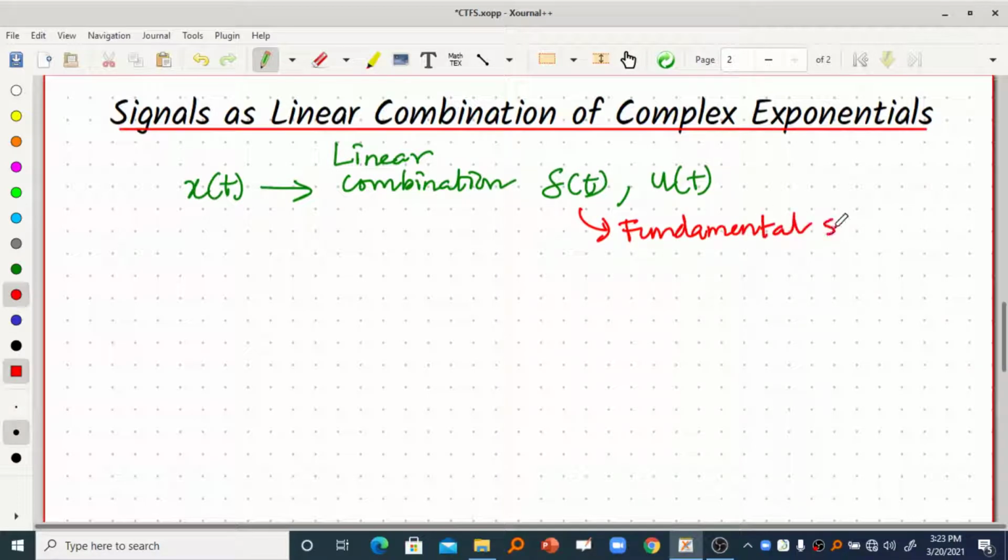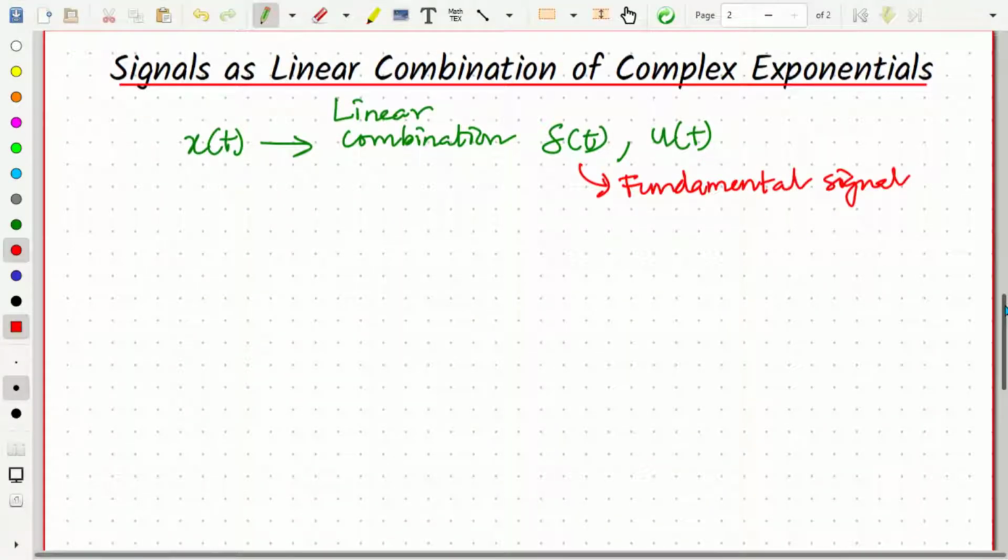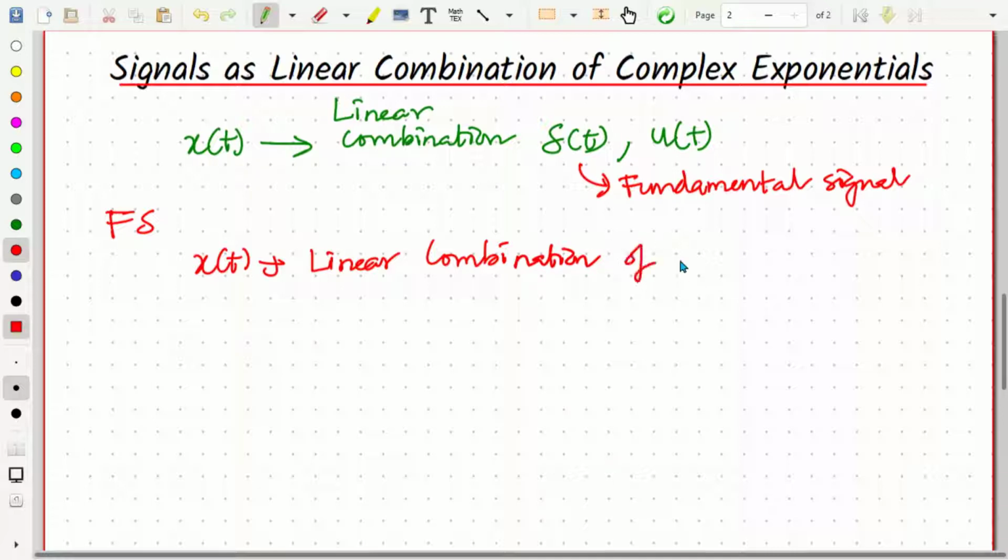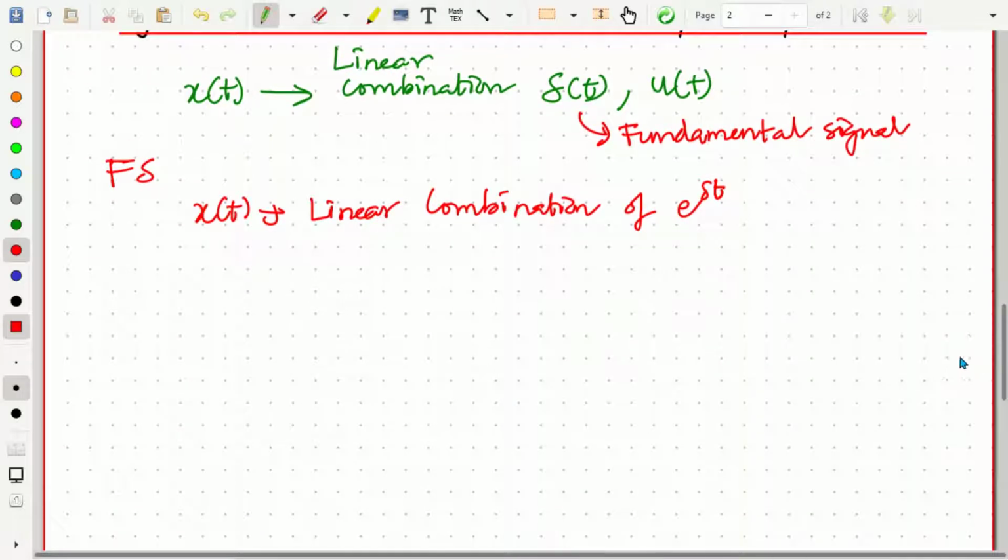So expressing these kind of complicated signals or complex signals in terms of fundamental signals helps us to reduce the complexity in the analysis and make our analysis very easy, right? Now, in this particular continuous time Fourier series, the main idea is that we can express any signal x of t as a linear combination of complex exponentials, right? Linear combination of e power st.